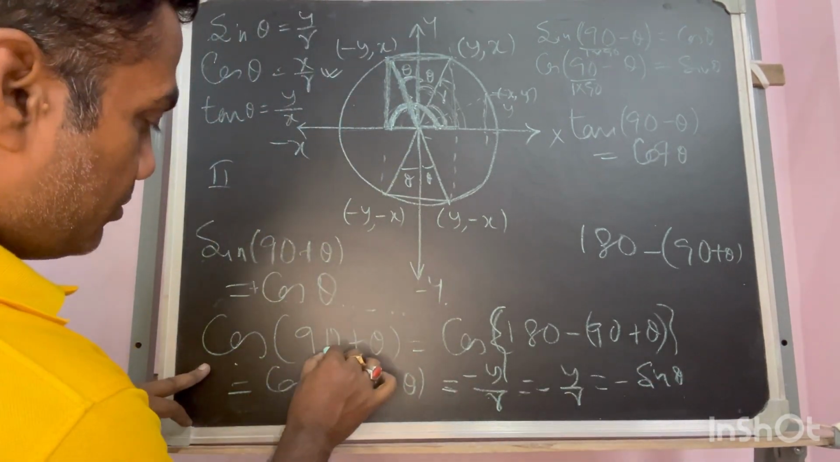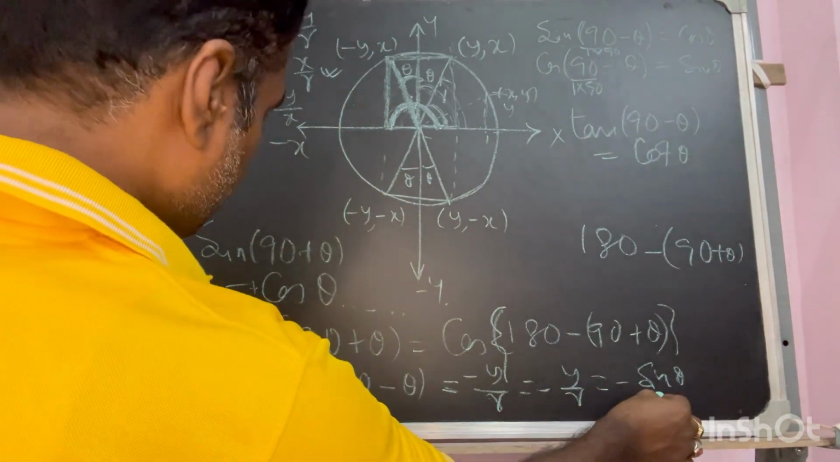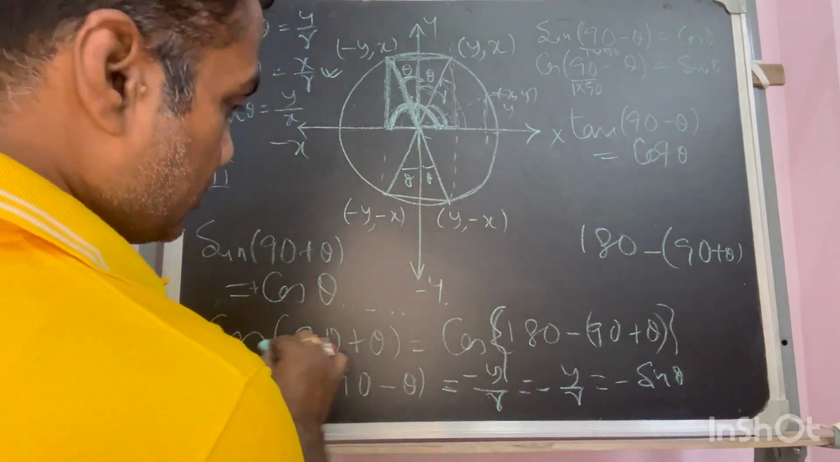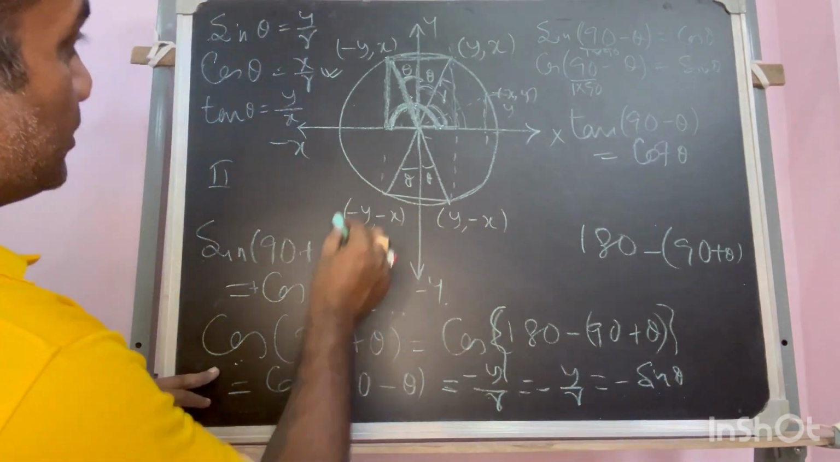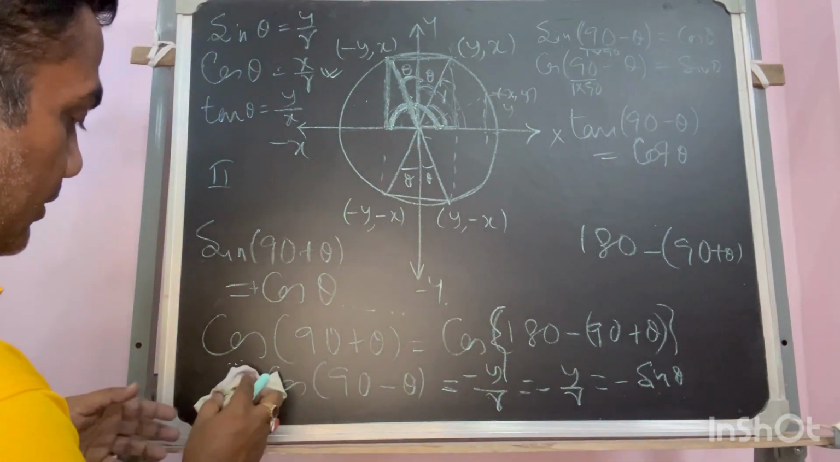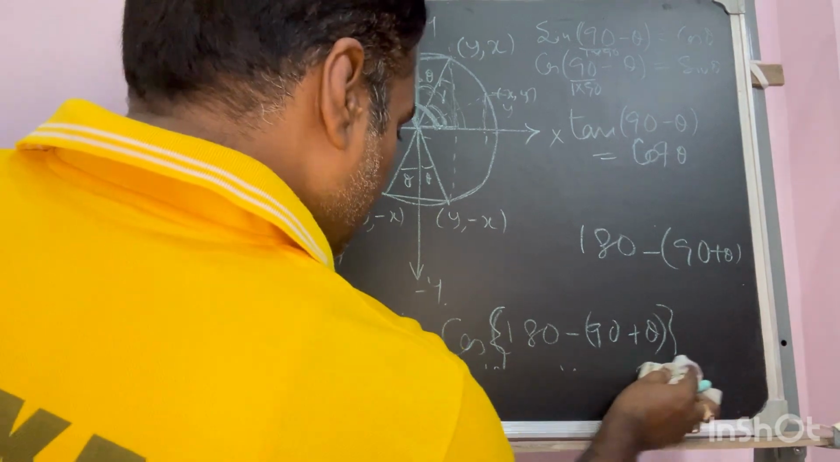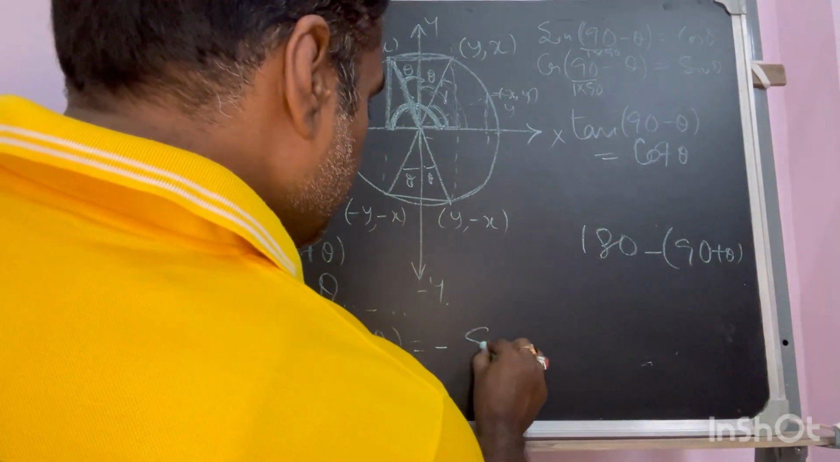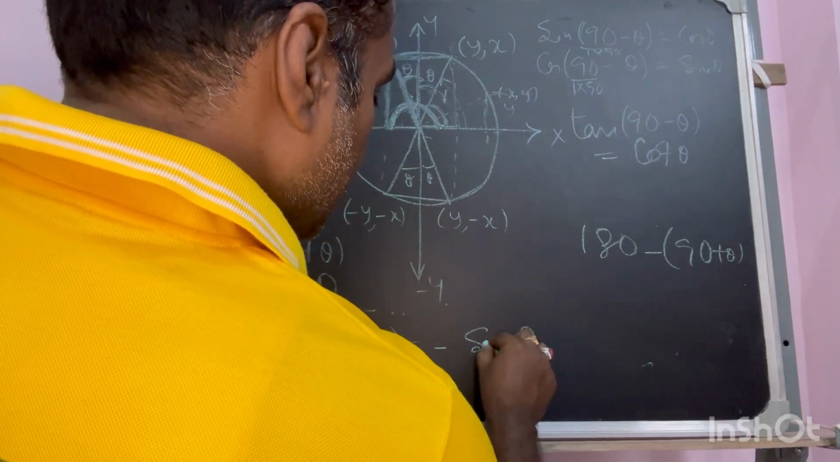So an odd multiple of 90 will change it to another ratio: cos will turn into sin, but in the second coordinate, cos will be negative. So ultimately you can write, by wrapping all this up, cos(90 + theta) is equal to minus sin theta.